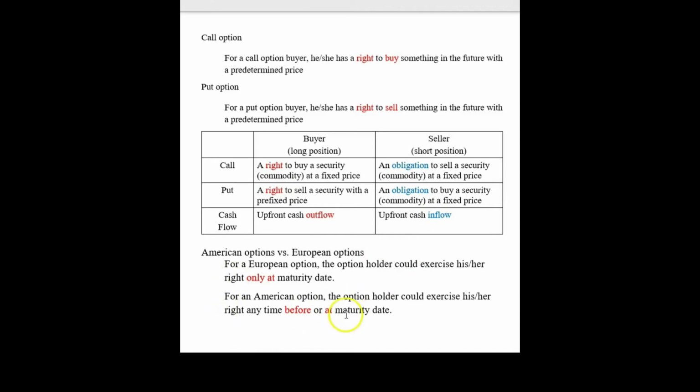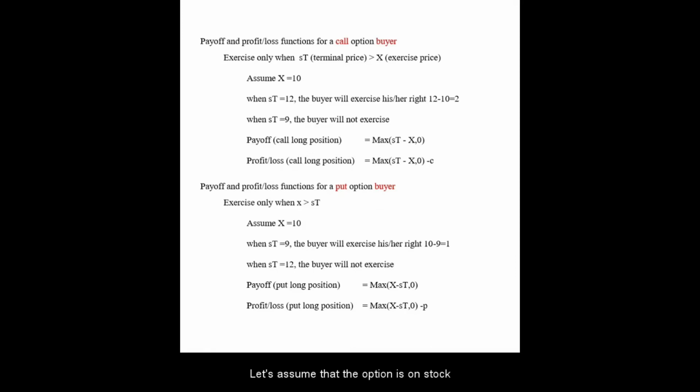The 2 definitions of, generally speaking, the American option versus European option. For a European option, the option holder can exercise his or her right only at maturity. This is the only time they can exercise. For American option, the option holder can exercise anytime before or at maturity date. Let's assume the option is on the stock.